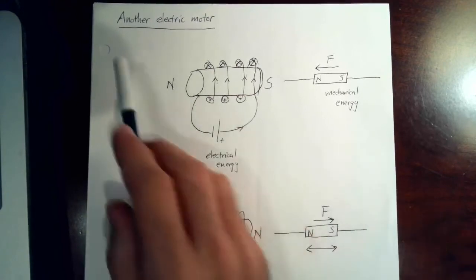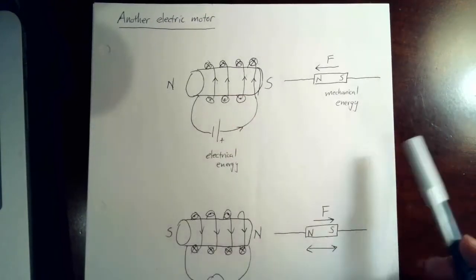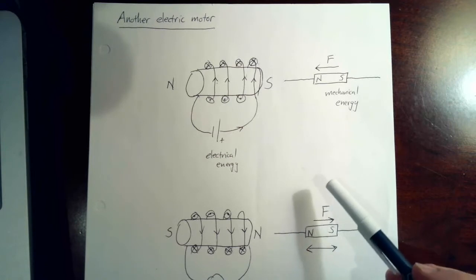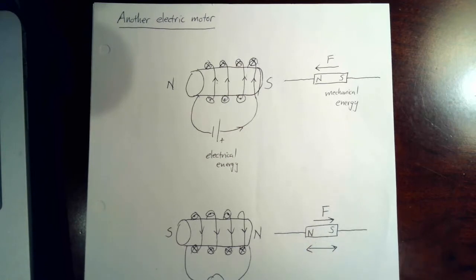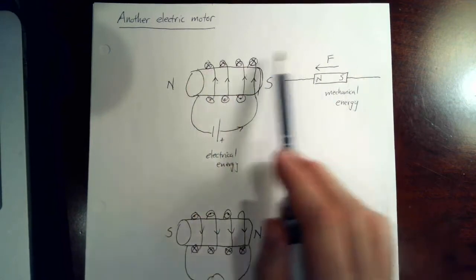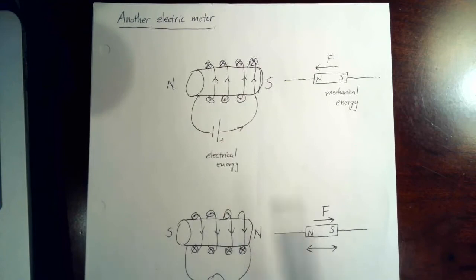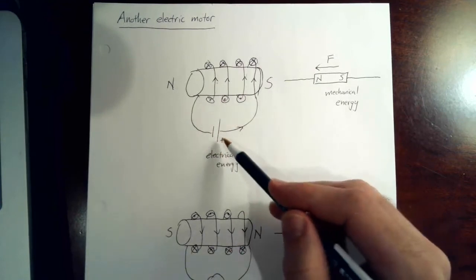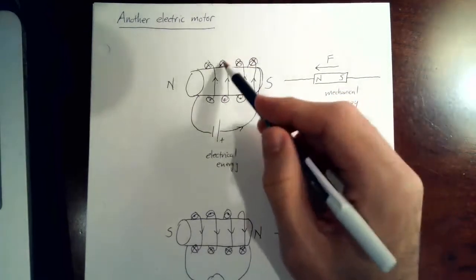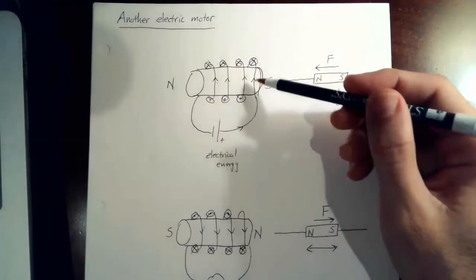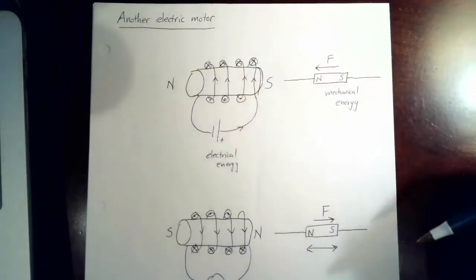That lecture was called Another Electric Motor. If you haven't watched that one, this would be a good time to pause the video and go back and check it out. But in a nutshell, I made the argument that this setup behaves like an electric motor. And why is that? Well, I have electrical energy coming from the battery, and it creates a current in this coil. And we know that this current will create a magnetic field.